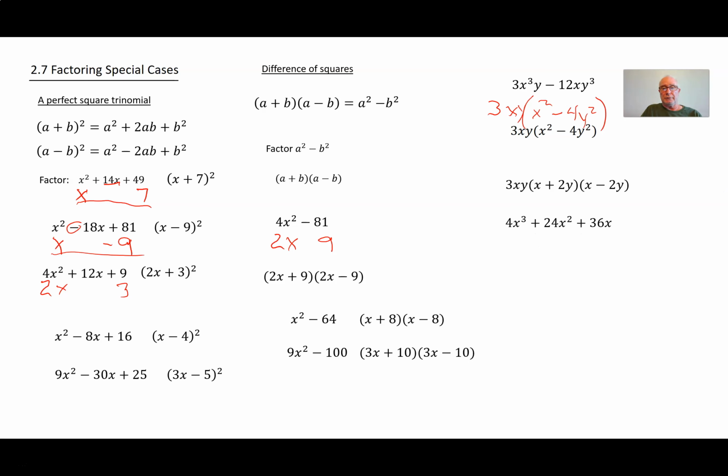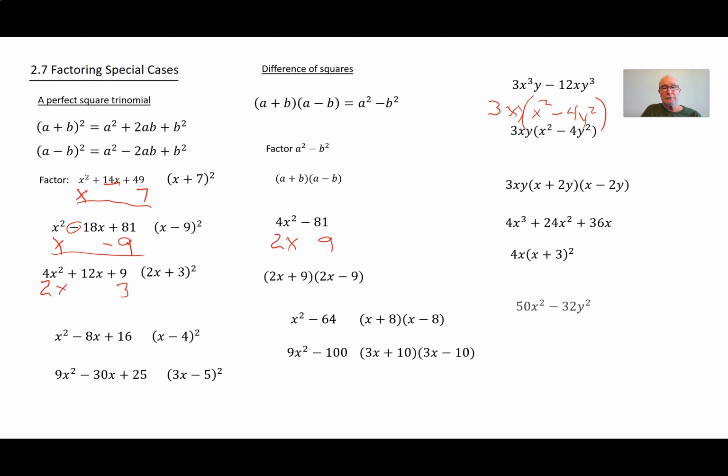All right, try this one. 4x cubed plus 24x squared plus 36x. Pause the presentation, factor that, and then resume. All right, there's a common factor of 4x. So when we pull that out, we're left with x squared plus 6x plus 9. Okay, that is one of our perfect square trinomials. And so that will factor to (x + 3) squared.